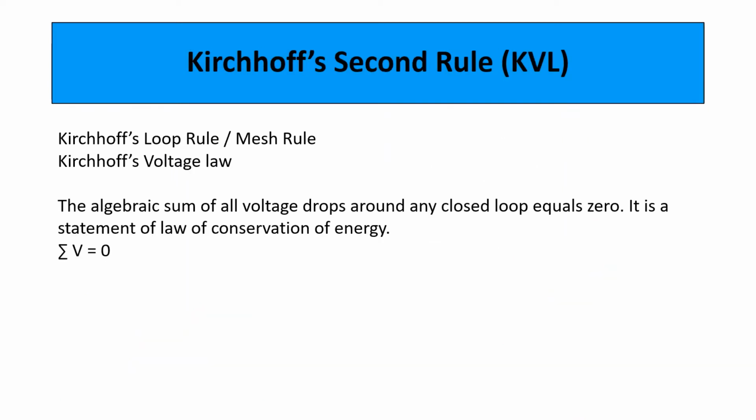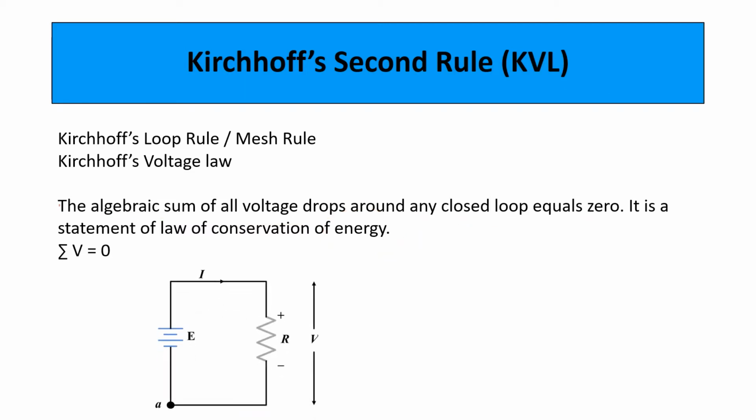Kirchhoff's second rule, otherwise known as Kirchhoff's voltage law, KVL. It is also known as mesh rule or loop rule. According to this Kirchhoff's voltage law, the algebraic sum of all the voltage drops around any closed loop is equal to 0. It is a statement of the law of conservation of energy.